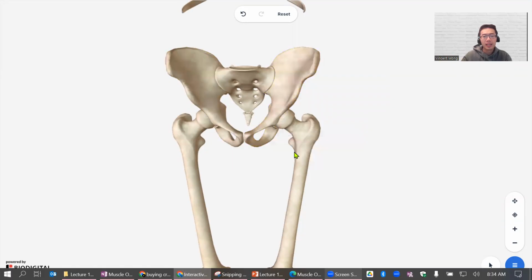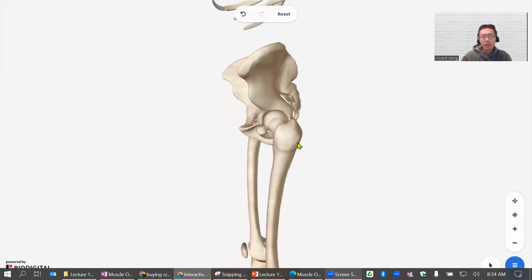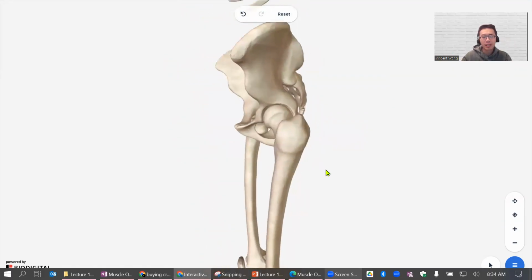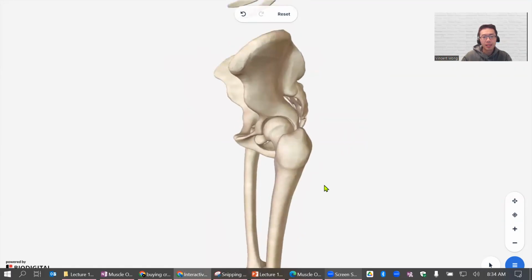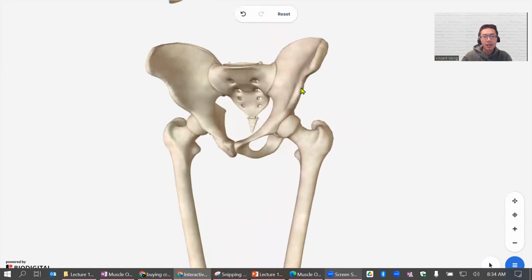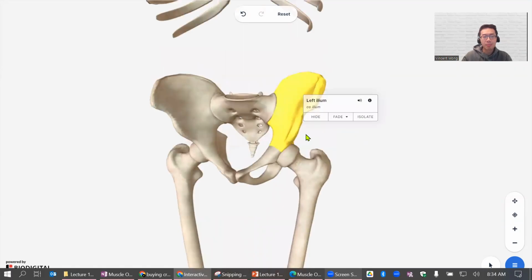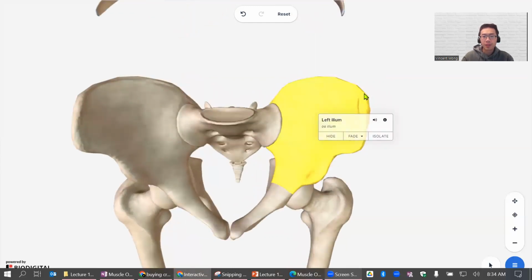Okay. Now, a couple of features, and we're gonna write all these down later. So just try to listen to me as best as you can. So let's take a look at the ilium. That's the biggest bone of the hip, of the pelvic girdle. And at the top here, we have the iliac crest, C-R-E-S-T, iliac crest.